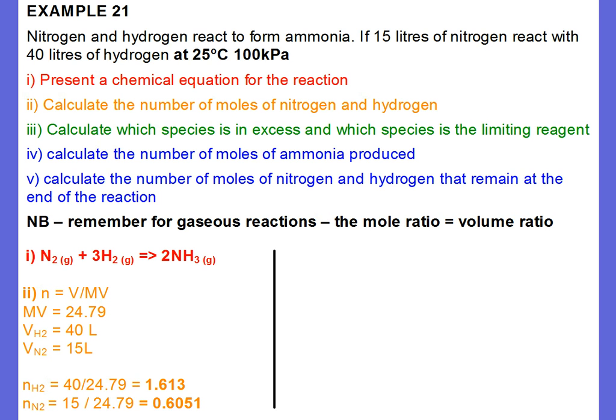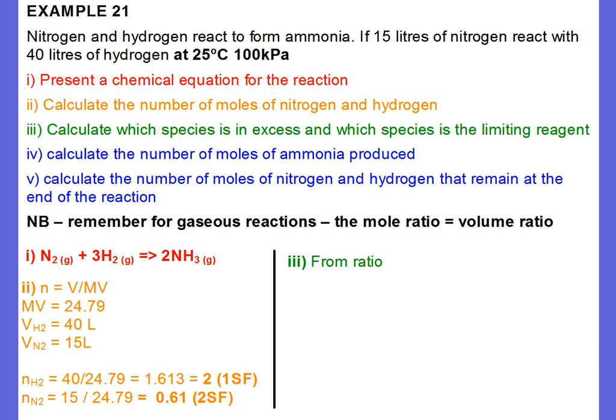That gives us these numbers here, but if we look at the question here, we've got 2 significant figures for the nitrogen and 1 significant figure for the hydrogen. That means both of them need to be different significant figures. So the hydrogen should be just 2 moles, 1 significant figure, and the nitrogen should be 0.61, which is 2 significant figures. Third part of the question, which species is in excess and which species is limiting reagent?